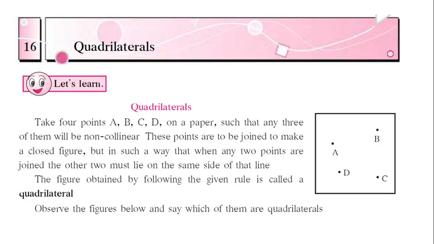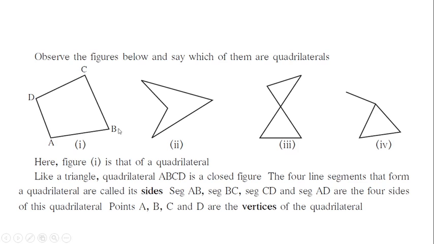Let's figure out which of these are quadrilaterals. This is quadrilateral ABCD. This is a quadrilateral. This is also a quadrilateral because this is one point, this is another point, this is third and this is fourth. Here this is 1, this is 2, this is 3 and this is 4. What about this?